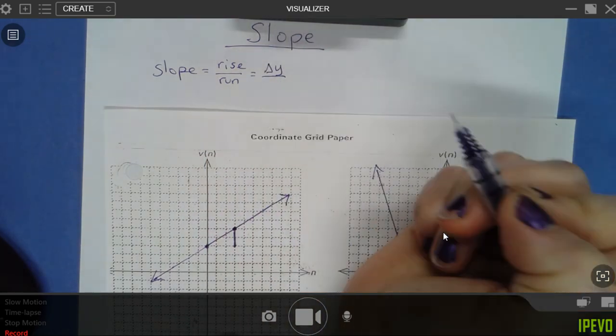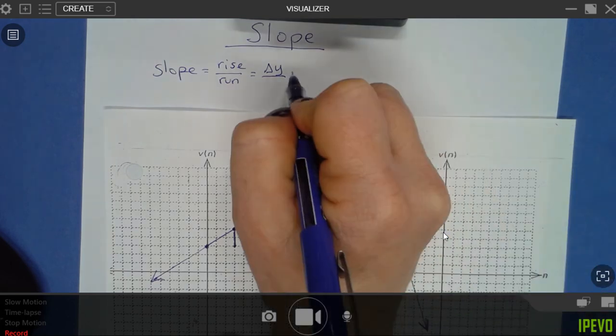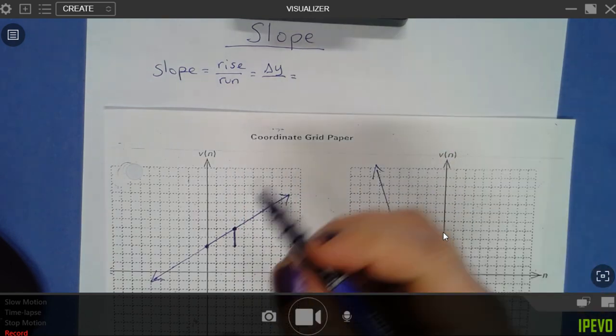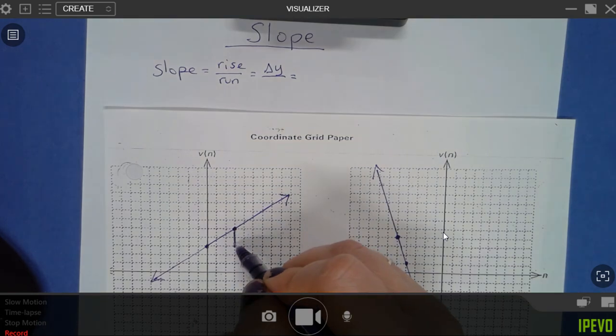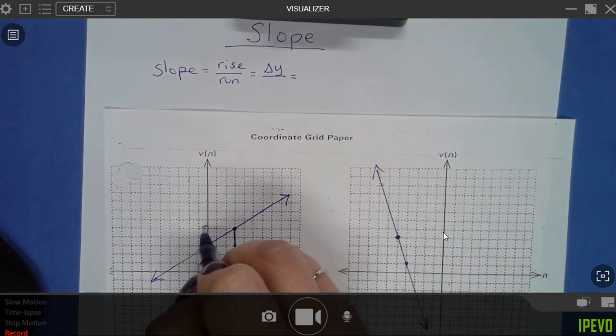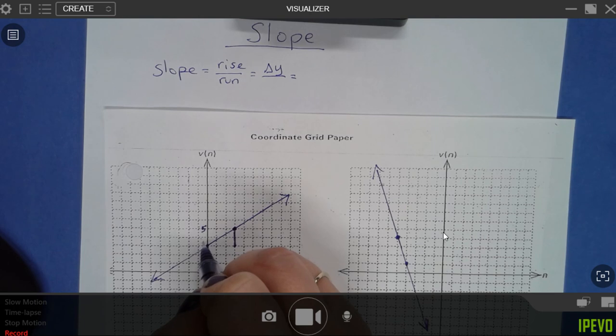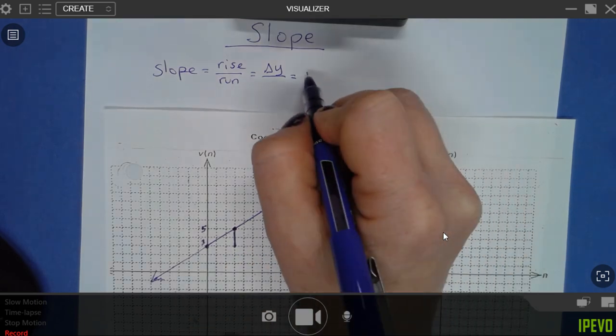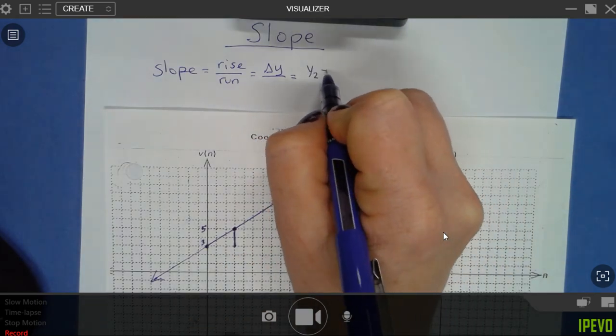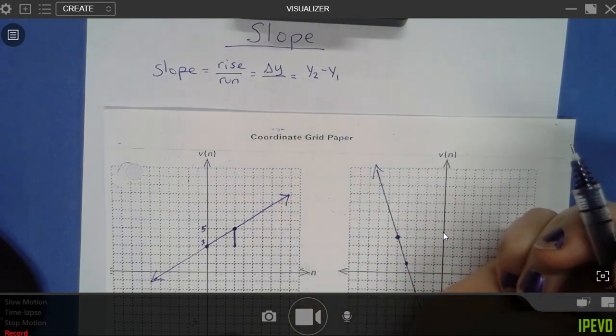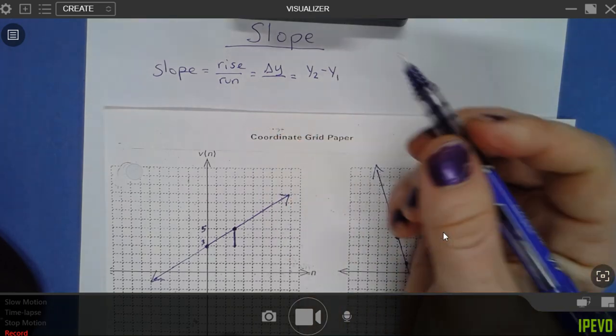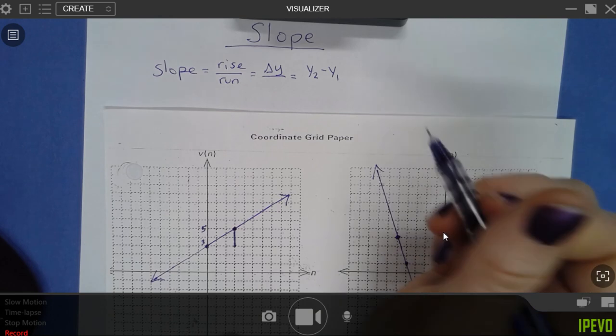And if we're looking for change in math, we're looking for the difference. What is the difference between this y value and this y value? This one here is 5 and this one is 3. So we're going to take our y2 minus the y1, because when we're trying to find a change or a difference, we subtract to find how much it's changed.